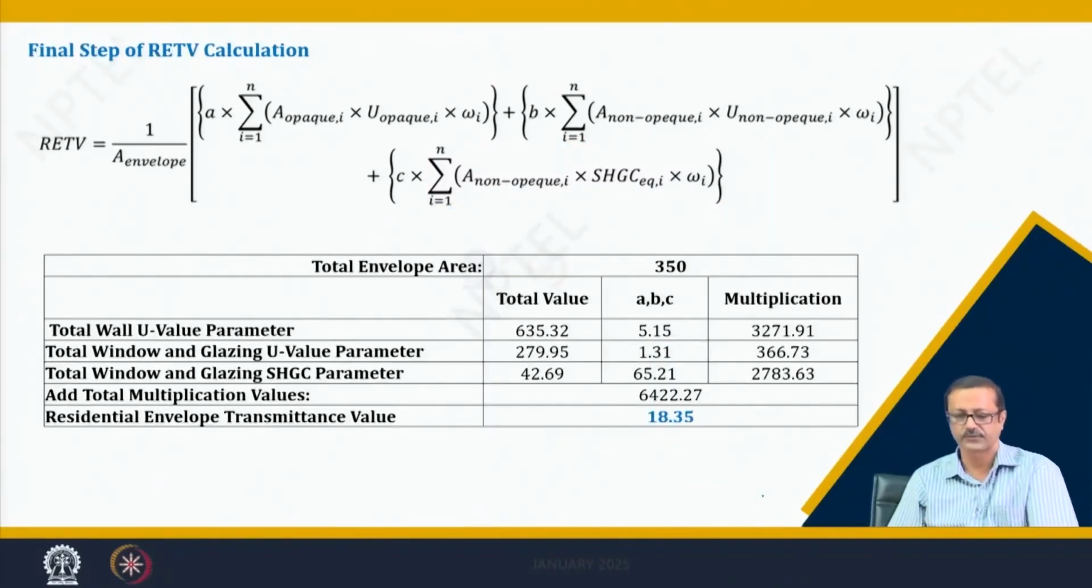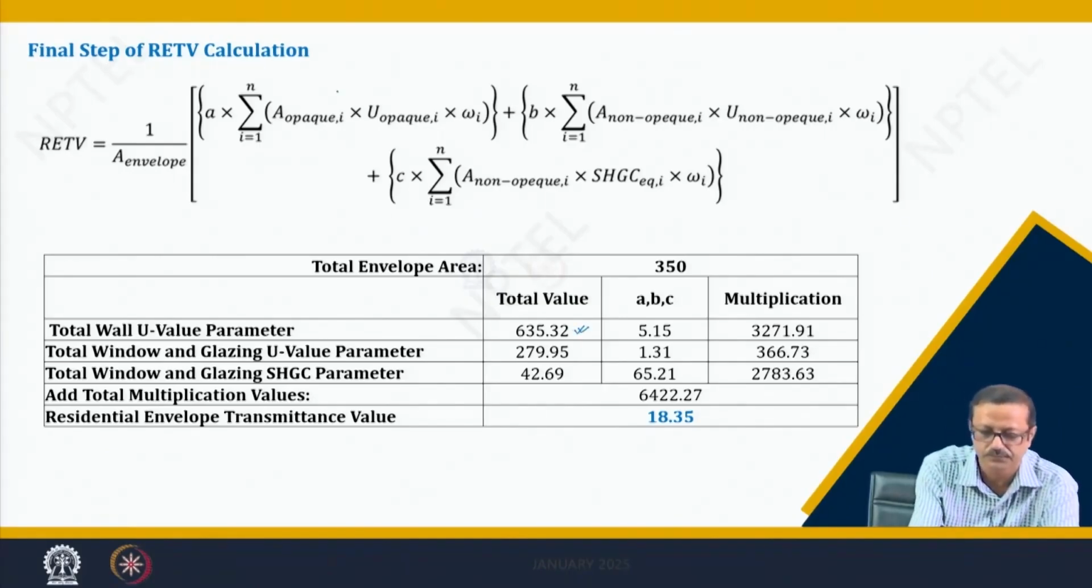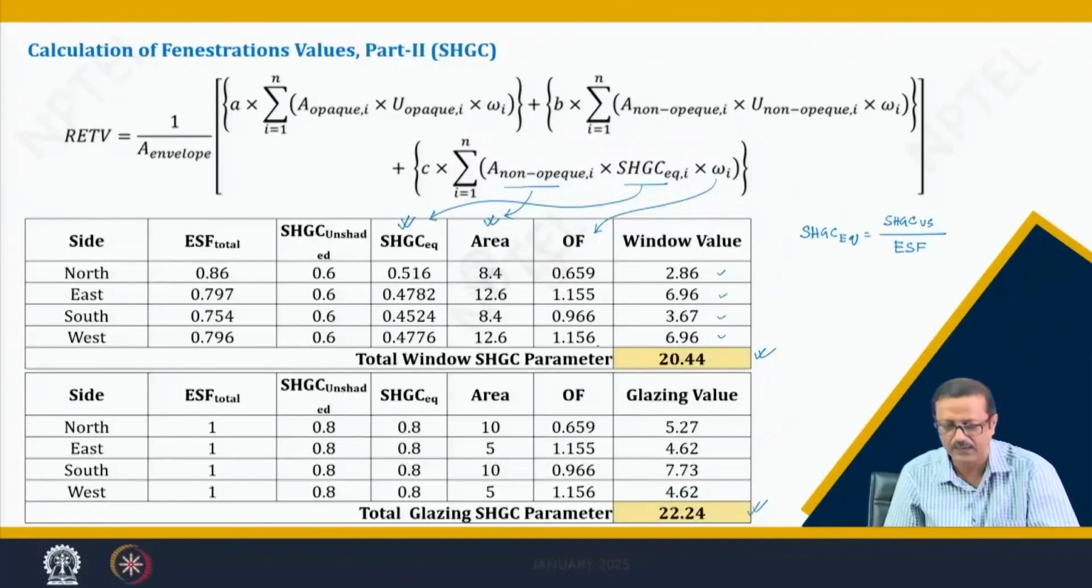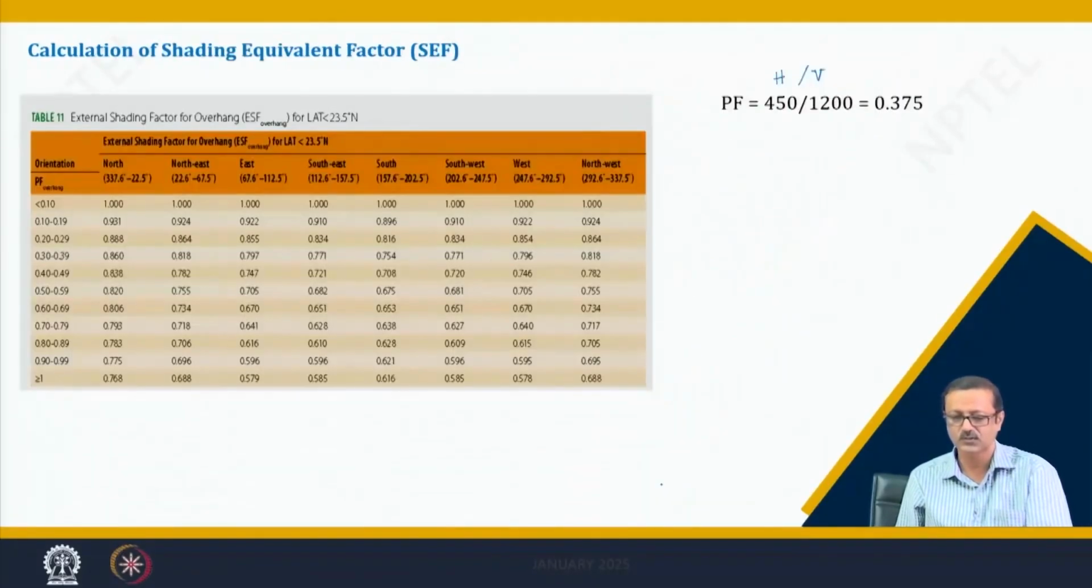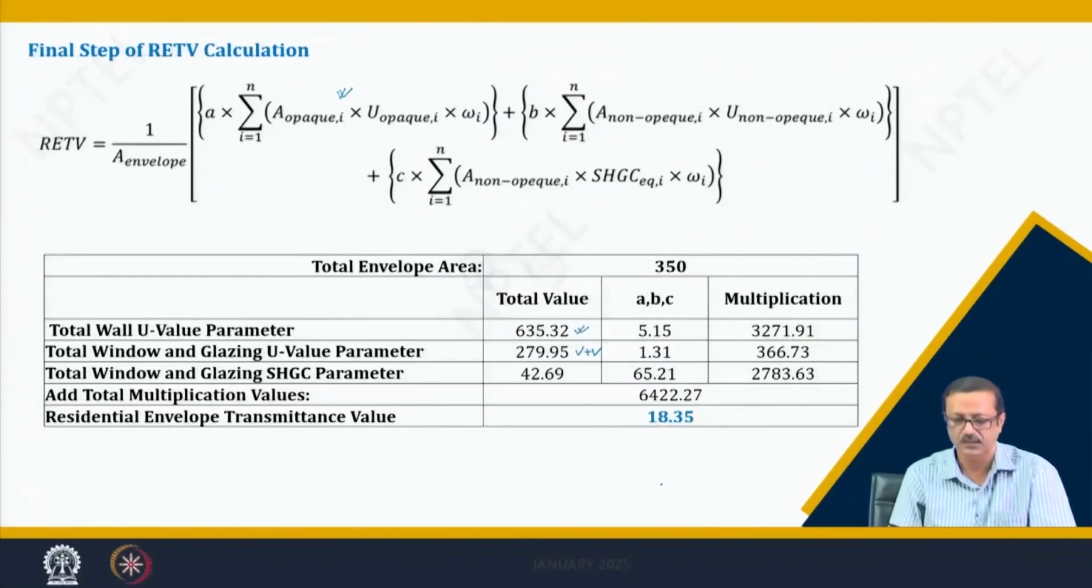So, now I have made the total, I have added up. If you remember, this 653.32 is this value, and 217.95, there are 2 such values if I go back. So, it is actually the sum of 132.58 and 147.637. So, these 2 added together give me 279.95, whereas the third one is the third part of the equation.